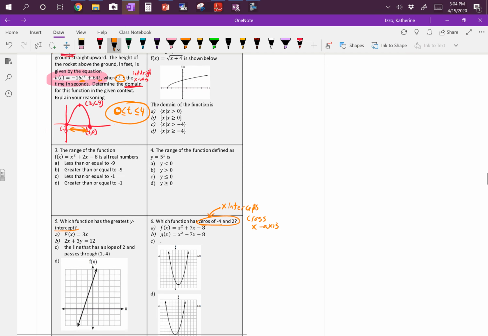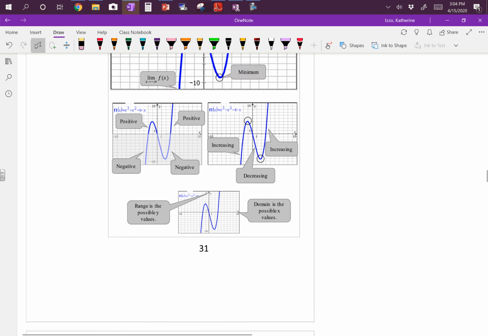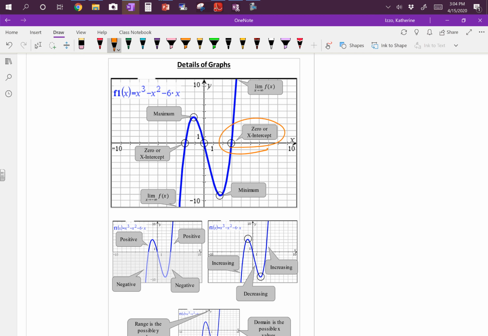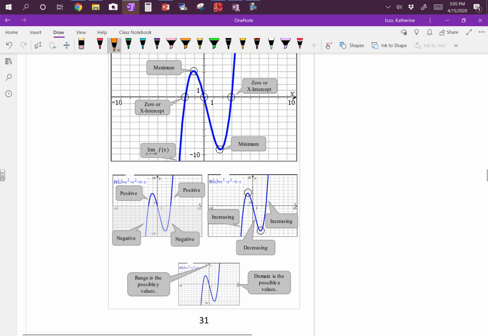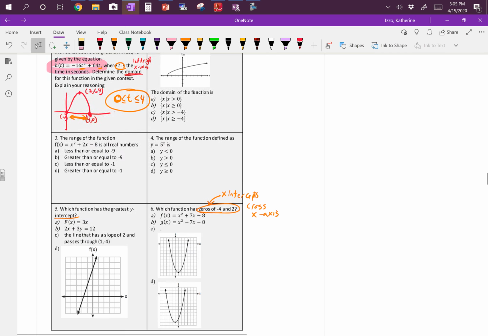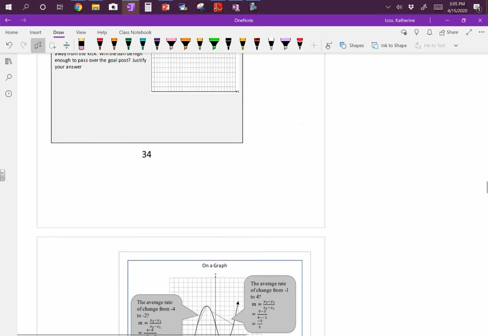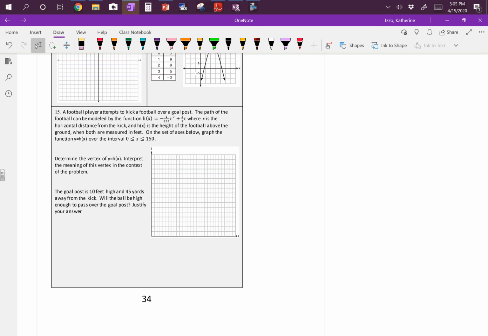All right. So your mission is to try and start these details of graphs, take a look at zeros, take a look at minimums, at maximums, have fun with that guy, which is not labeled, should be labeled. That's your y-intercept and an x-intercept. Range, domain, good stuff. You're going to be finishing through page 34.